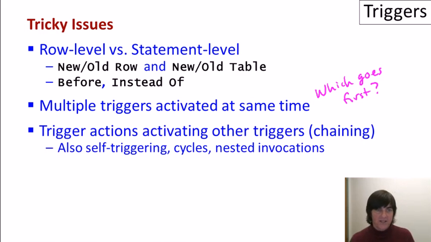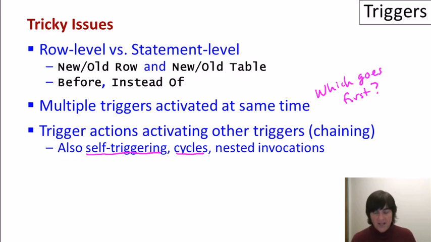Another possibility that we need to consider is not when triggers are activated at the same time, but when triggers activate each other in a chaining effect. So I might have a trigger that's activated, and it performs an action that's a database modification that activates another trigger, which in turn can activate other triggers. We can also have triggers that trigger themselves potentially. We can have cycles. Well, when a trigger triggers itself, it's a cycle, but we could also have T1 that triggers T2, that triggers T3, that triggers T1 again. Then we need to worry about issues like termination, both for cycles and self-triggering.